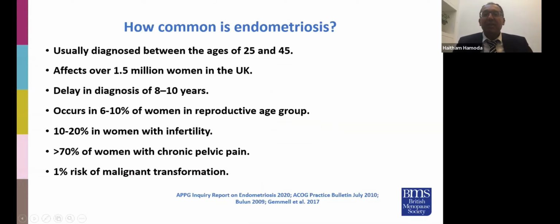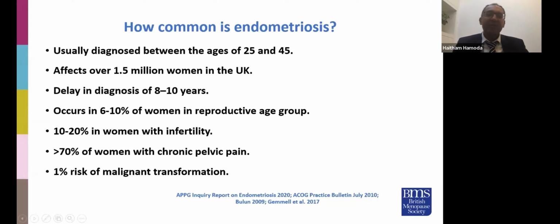If we look at the demographics, it commonly affects women in the reproductive age group, commonly aged 25 to 45. It's estimated that more than 1.5 million women in the UK are affected by it. There's often a reported delay in diagnosis. On average, it's reported to be about 8 to 10 years between onset of symptoms and diagnosis. Of course, this can be frustrating for many because many people go on with symptoms for a number of years before it is identified.